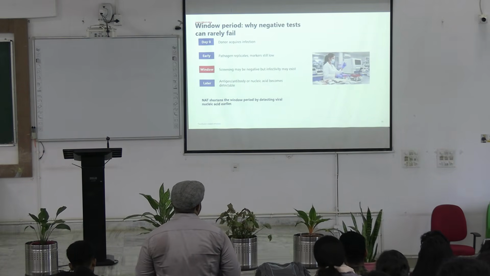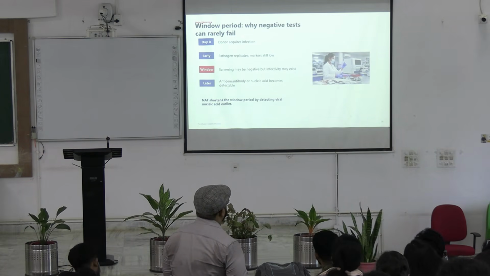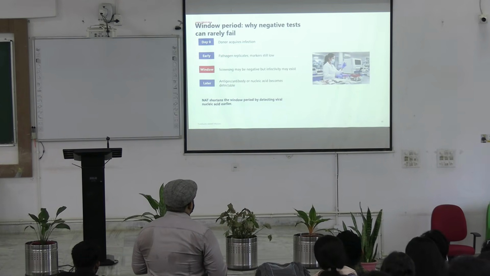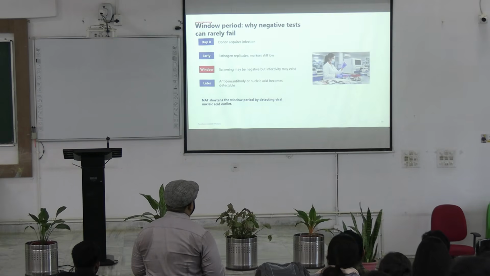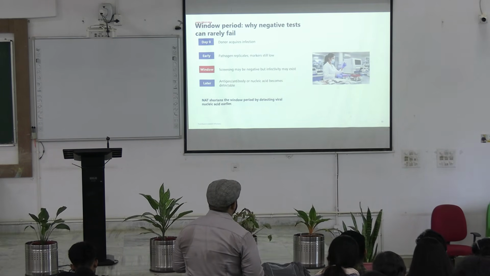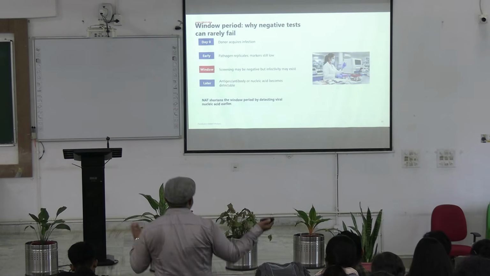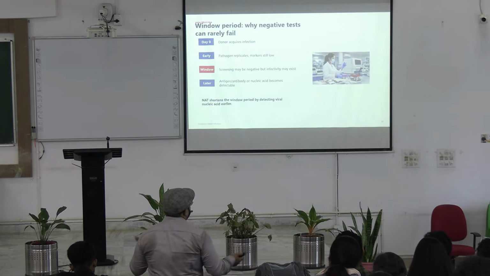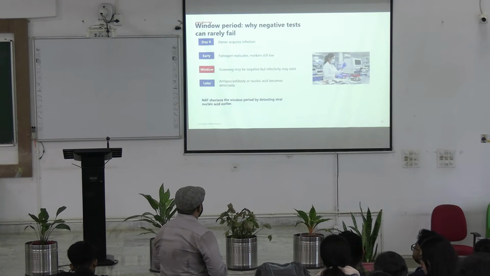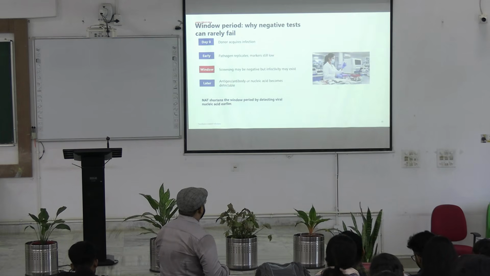So what is window period? We all know why a negative test can rarely fail. Day 0 donor acquires infection, early the pathogen replicates and markers are still low, and in the window the screening may be negative but infectivity may exist. At that time, all we are discussing, those 4th generation ELISA, we can do some NAT or PCR by reducing this window period, and later the antigen, antibody or nucleic acid becomes detectable.